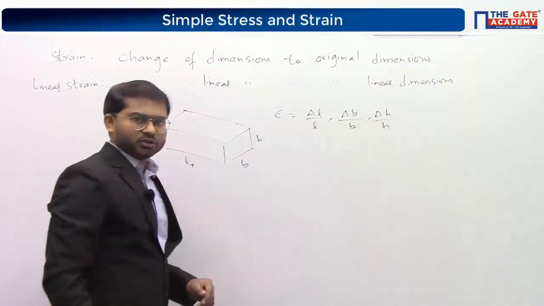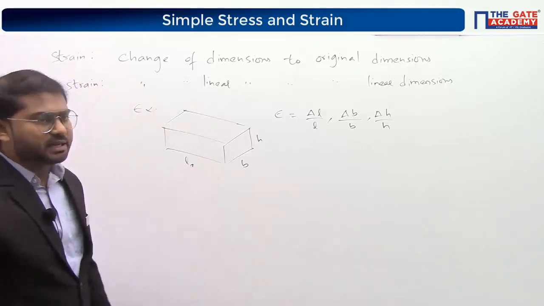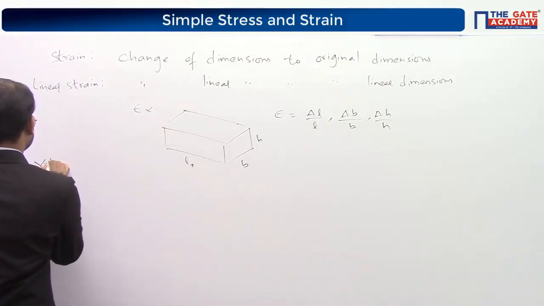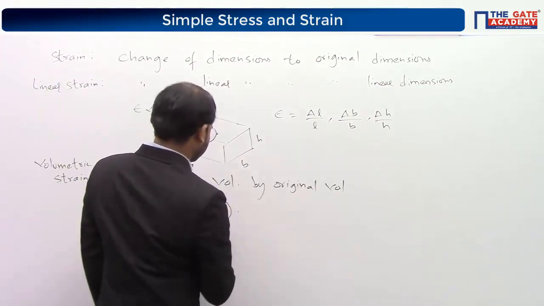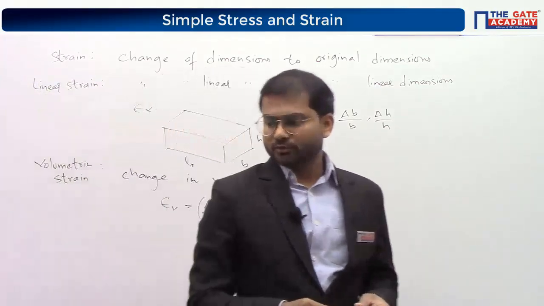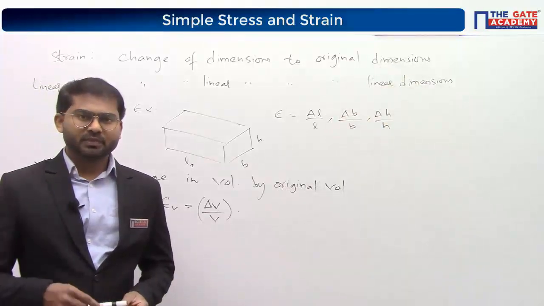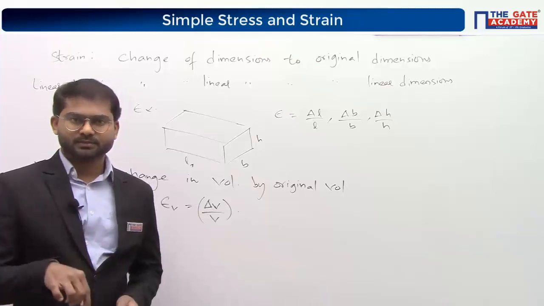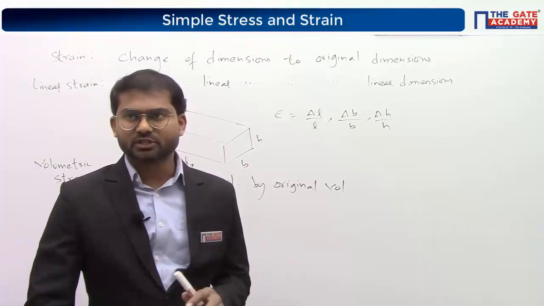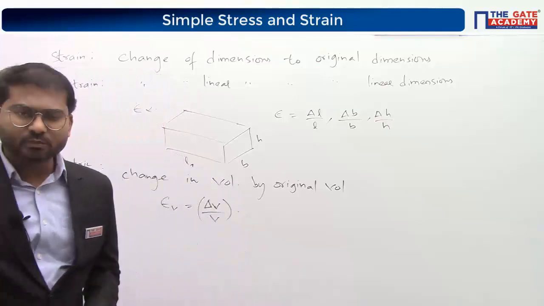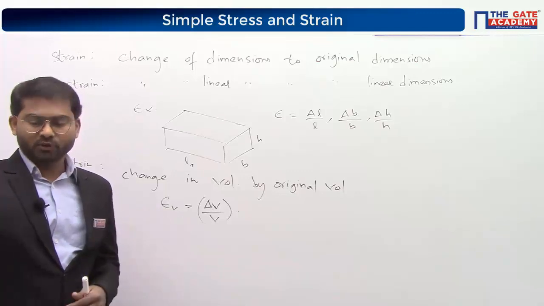Here we are concerned about change in length, change in breadth, change in height. So these are all linear strains. Volumetric strain is change in volume by original volume. Normal strain means strain produced due to normal stress. Shear strain means strain produced due to shear stress. That's all. Okay. So these are all simple definitions. After this we'll be going ahead with the new concepts which you haven't heard before.